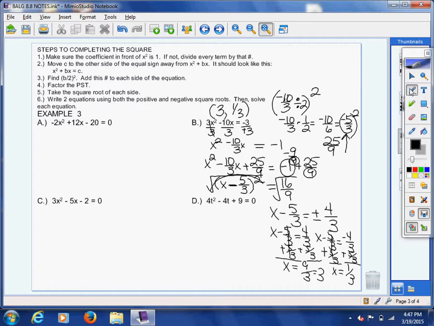All right, let's look at this one. Make sure the coefficient in front of x squared is 1. So I'm going to divide everything by 3 because it's not 1 just yet. Now it is, because I've divided everything by 3.